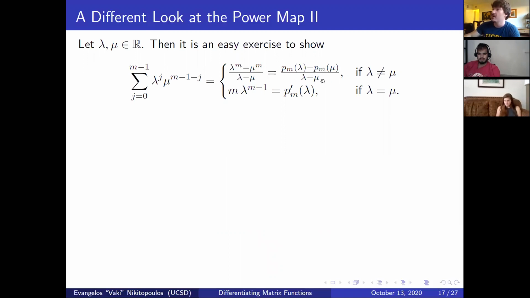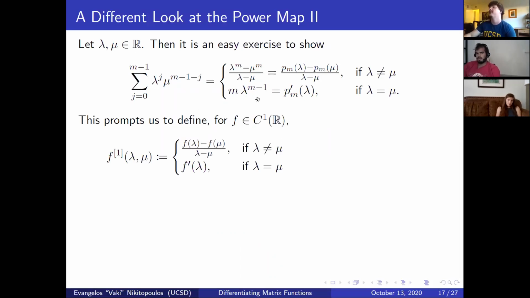This is somewhat of a discrete derivative; you could say a difference quotient. Lambda is not equal to mu here, and if lambda is equal to mu, well, what do you get? The j's go away, and you once again just get m times lambda to the m minus 1, which happens to be p_m prime of lambda, which is what you should get if you formally put in lambda equals mu in this discrete derivative.